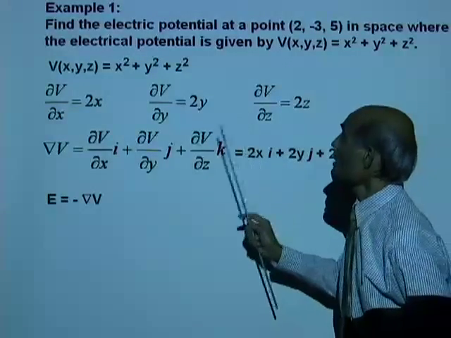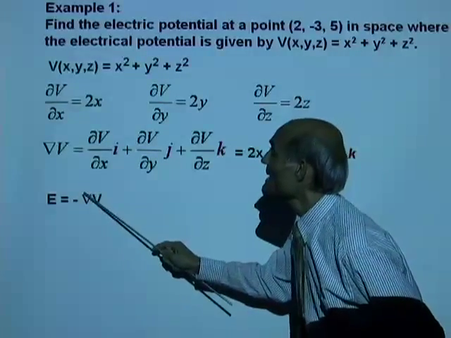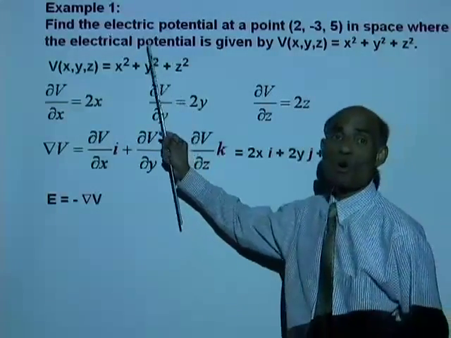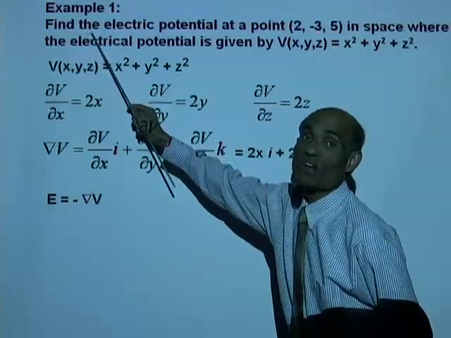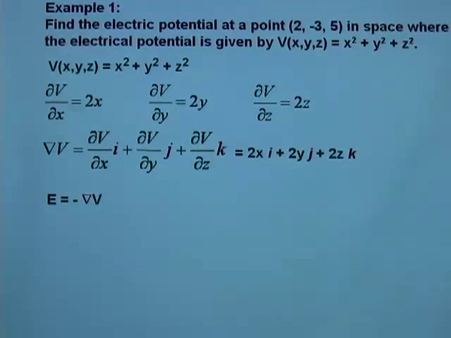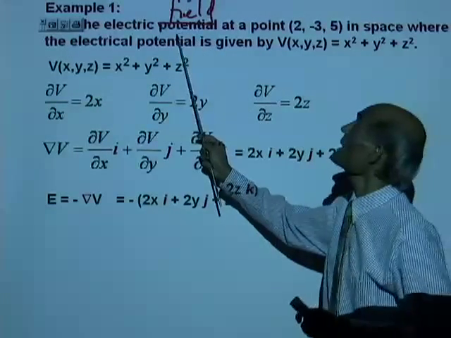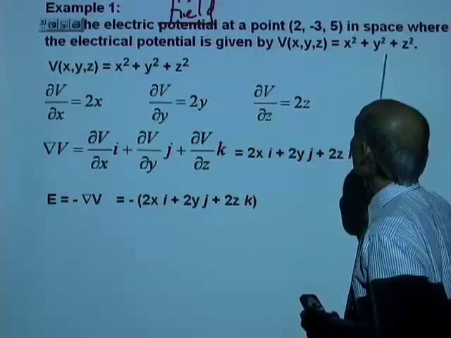Well, you got electric field E equal to negative del V. I want to make a small correction in the problem. The problem must read like this: find the electric field at a point, not the electric potential. I gave you the potential function. I want you to find the electric field. So make that correction. Find the electric field at a point (2, -3, 5), where the potential function is given.